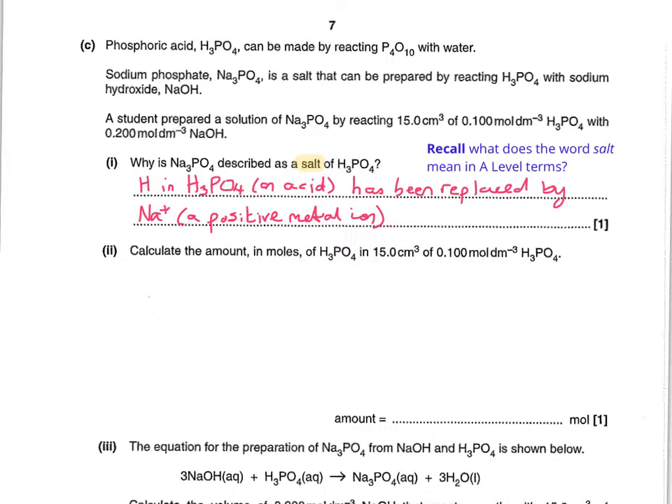You need to say that the hydrogen in H3PO4 has been replaced by Na+. So you really need to put in that the H+ hydrogen ions in H3PO4 have been replaced by Na+, which is a positive metal ion.